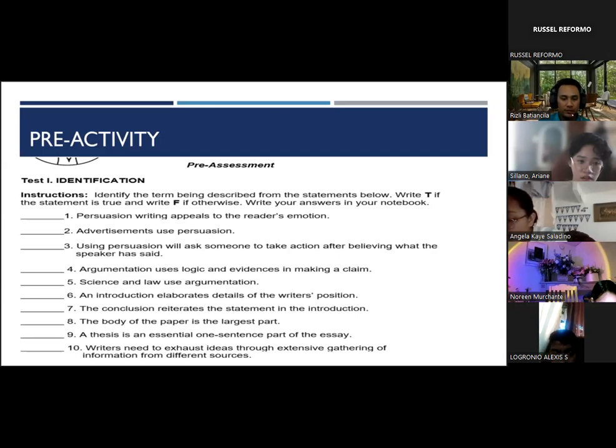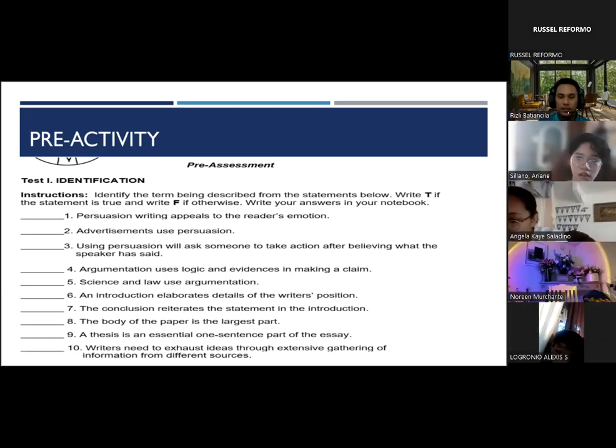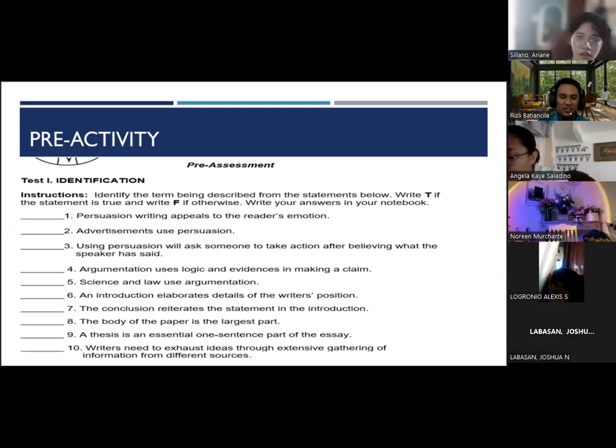Yes, Reforma. Sir, true po. That's true. Mahalaga po yung thesis sa isang essay po. Yes po. No. Yes, no, that's true naman.